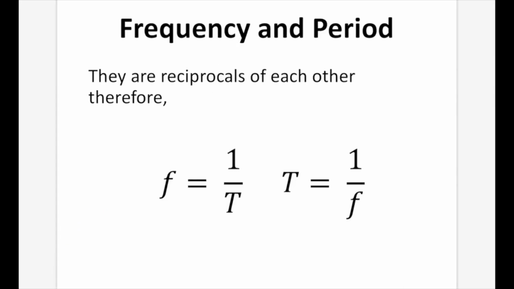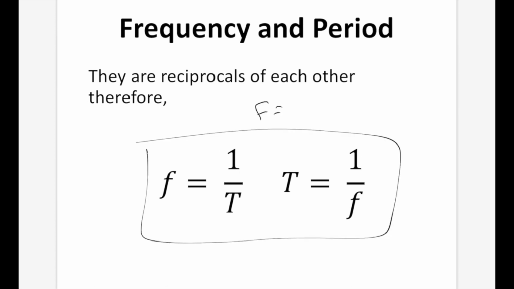Frequency and period are inverses of each other. So F is going to equal 1 over T, and T is going to equal 1 over F. So if you had a frequency of 0.5 hertz, then the period would equal 2 seconds.